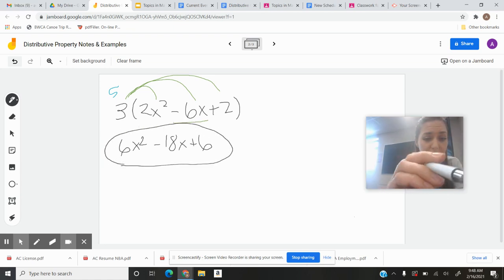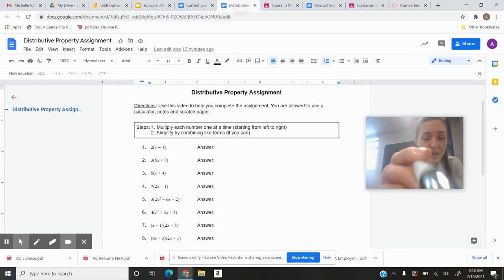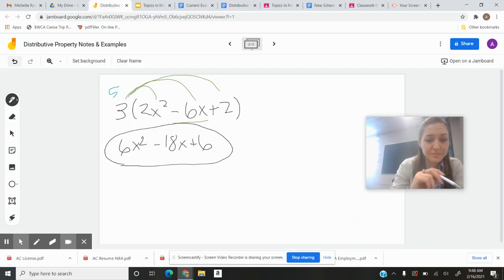Number 5 is 6x squared minus 18x plus 6. And that was number 5 on your distributive property assignment.